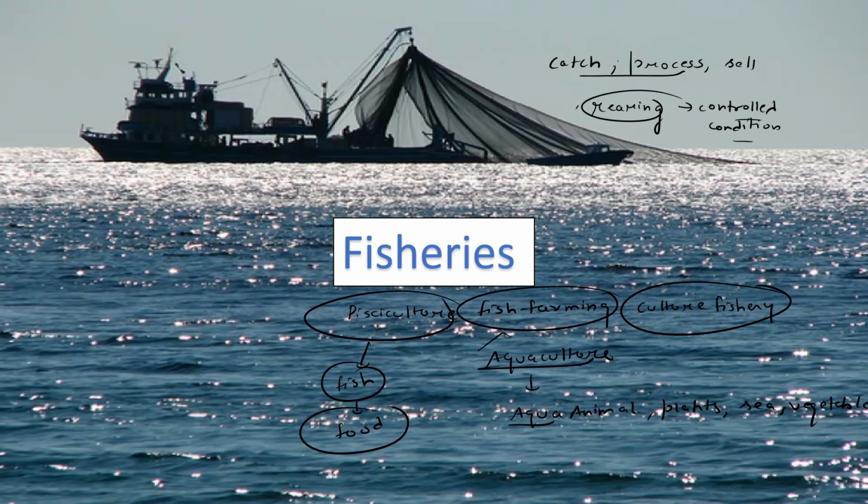So, for example, some examples of fish products are prawns, crabs, lobsters. Okay, and others such as rohu, common crab. So this is fisheries. Okay.